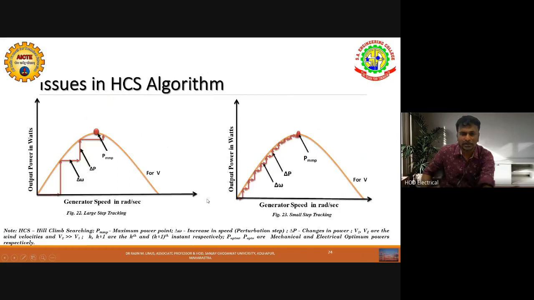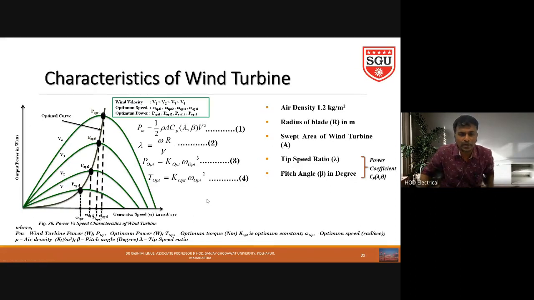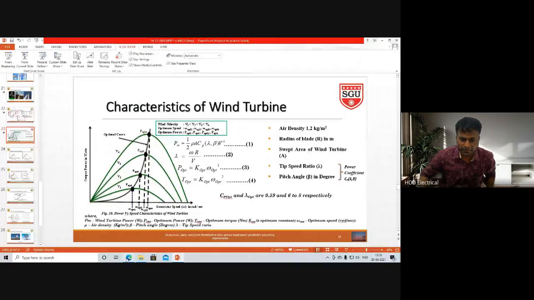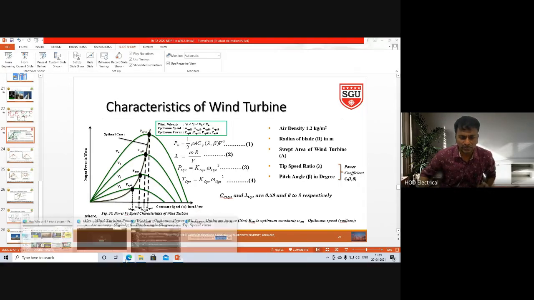So this is what we have to understand, the characteristics of the wind turbine. Once again, I will repeat: this type of characteristics curve is applicable only between the V cut-in speed and the V rated speed, where the pitch angle is equal to 0. So with this, I would like to conclude today's lecture.